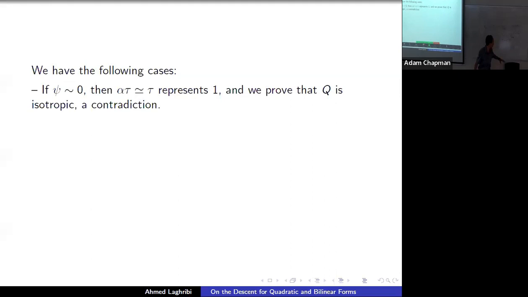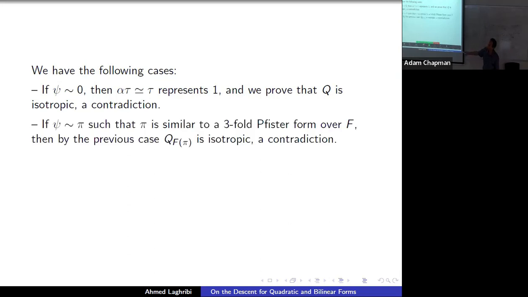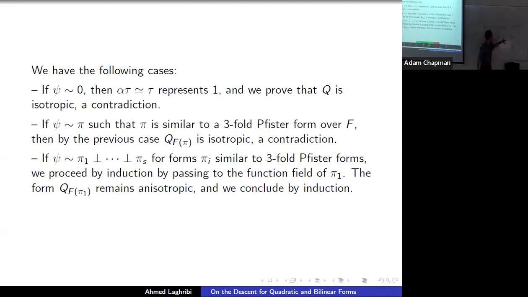So suppose here you have nothing. This is the first case. Then what does it mean? It means that alpha tau is isometric to tau and this form represents one. So the anisotropic part of Q over FQ represents one. And in this case, working a little bit on the isotropy problem and using some results from Hoffmann, we can prove that Q is isotropic, which is not the case. Suppose that psi is Witt equivalent to one class, pi one. You extend to F pi and your Albert form will be isotropic over F pi, which is not possible. We know it. And if you have an arbitrary number, you pass to the function field of pi 1, this form remains anisotropic and you apply the induction. So it works.